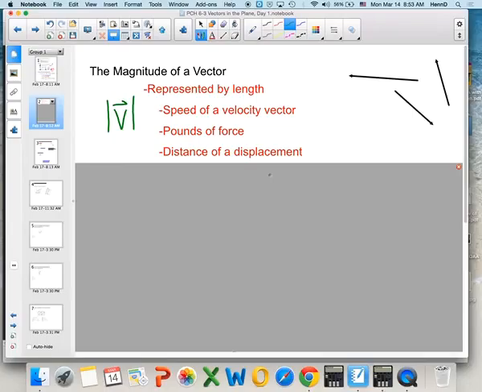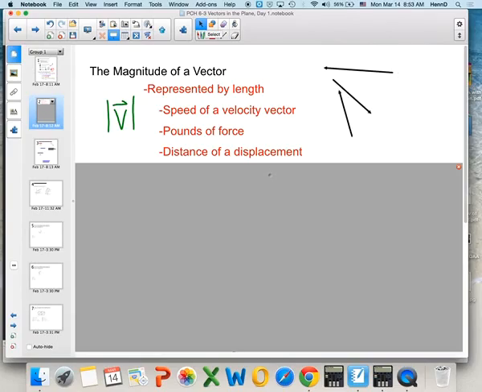Okay? Now, that length, that measurement here, is what indicates the speed of our velocity vector, the pounds of force in our force vector, the distance that an object was displaced. Okay? So as I'm looking at, here are 3 vectors over here, okay? This one's a little bit shorter than this one is, okay? So this one would be the smallest magnitude, this one's a little bit bigger. This one up here, though, is clearly the longest, so that would have the greatest magnitude, okay?